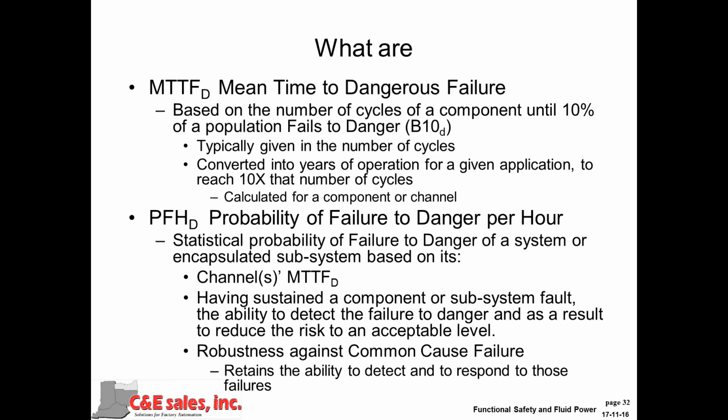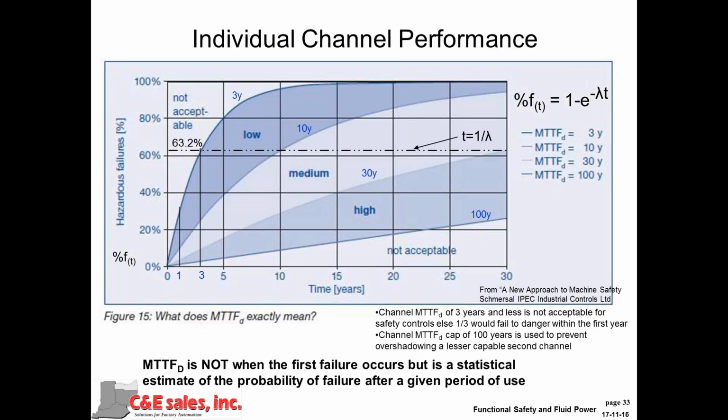For example, common cause failure might be mounting two limit switches on the same subplate. If that subplate falls, neither limit switch is functional. One lies, the other swears to it. You can't detect the fact that that limit switch is no longer functional because they both have sustained the same failure.